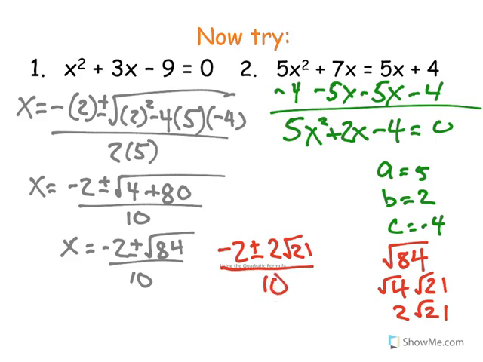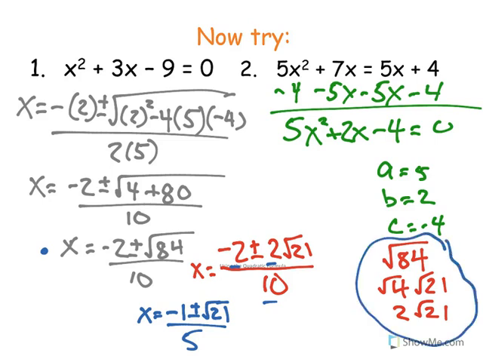Now what can I do to simplify this? Well, technically I can say that all of these terms are divisible by 2. So if I really want my simplest possible answer, I would divide everything by 2. Negative 2 divided by 2 is negative 1. 2 radical 21 divided by 2 is radical 21. And 10 divided by 2 is 5. Again, I'm fine with you leaving it like this. It would be a good idea, though, to simplify the radical. It's going to be good practice for high school. And ideally, the best possible answer is going to look like this: negative 1 plus or minus radical 21, all divided by 5.